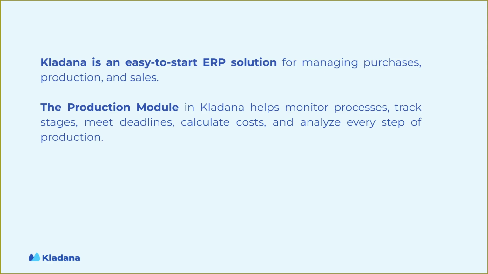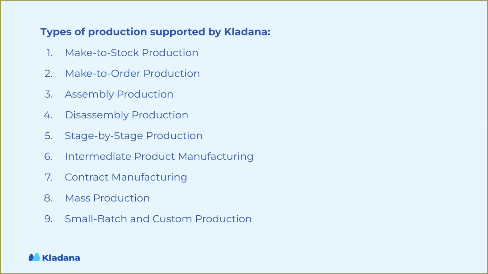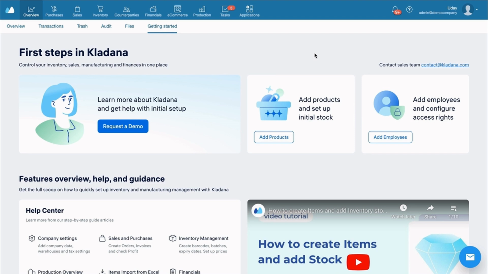Kladana is an easy to start ERP solution for managing purchases, production, and sales. The production module in Kladana helps to monitor processes, track stages, meet deadlines, calculate costs, and analyze every step of production. Kladana supports such kind of production. We won't describe each production type in this video, but we will show you the key possibilities. Let's see how we can organize production in Kladana.